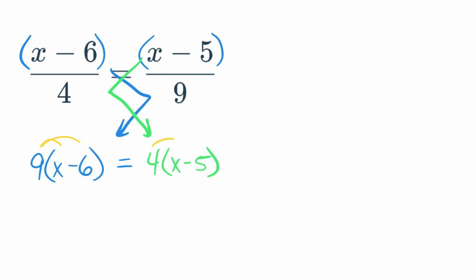After distribution on both sides, we should have 9x minus 54 equals 4x minus 20.